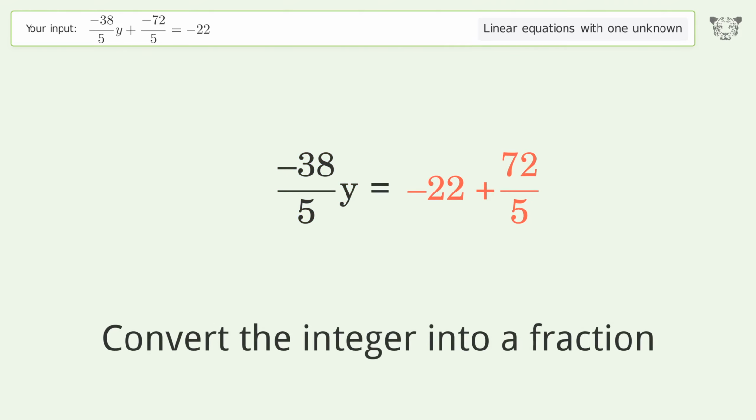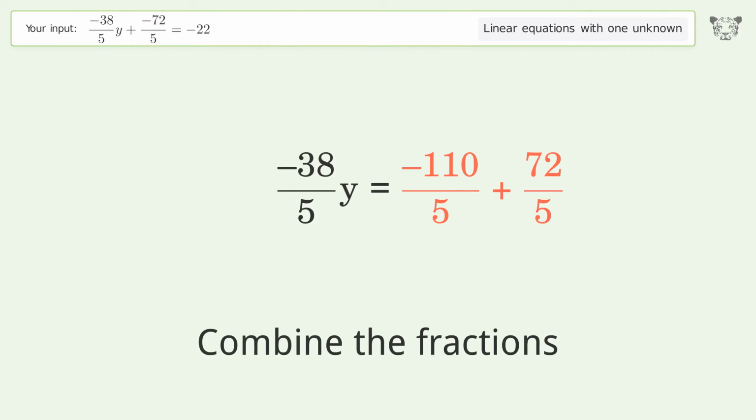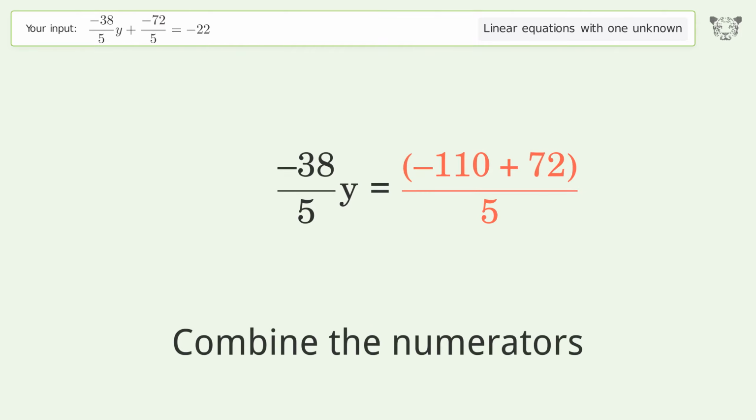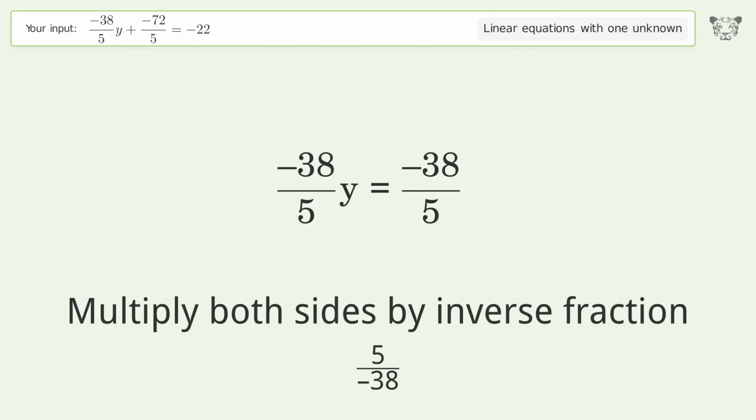Convert the integer into a fraction. Combine the fractions. Combine the numerators. Isolate the y. Multiply both sides by inverse fraction 5/-38.